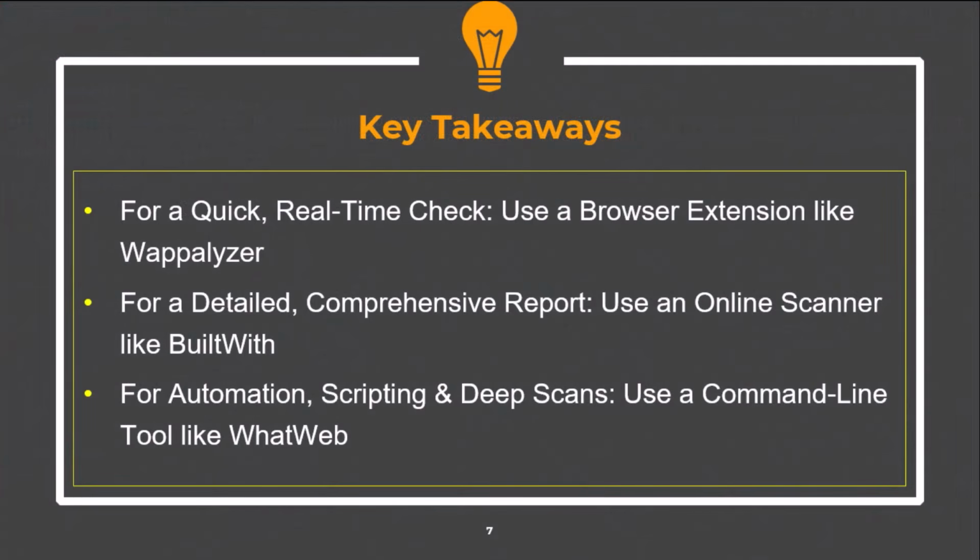So, to summarize, we've learned 3 distinct methods for finding a website's technology stack. Which one should you use? It depends on your goal. For a quick real-time check while you're browsing, use a browser extension like Wappalyzer. It's fast and effortless. For a detailed, comprehensive report with historical context, use an online scanner like BuiltWith. And for automation, scripting, or deep technical analysis within a pen testing workflow, use a command line tool like WhatWeb. Mastering these 3 methods will allow you to quickly and accurately profile the technology of any website you encounter.